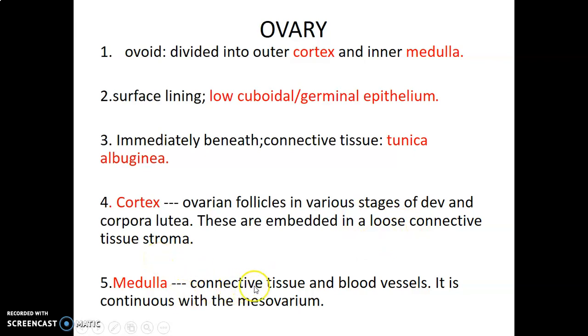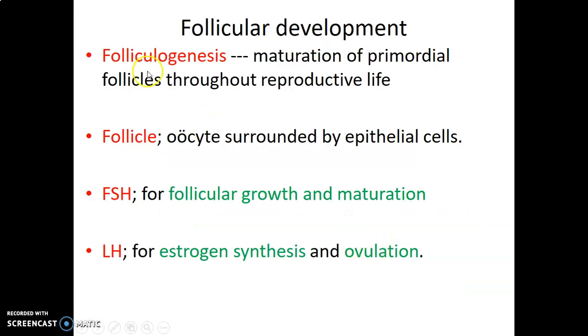The medulla of the ovary contains connective tissue and blood vessels, and the medulla is usually continuous to the mesovarium, which is the peritoneal membrane around the ovaries. The process of folliculogenesis is basically maturation of primordial follicle. So from primordial follicle to a mature follicle, and this occurs throughout the reproductive life. The follicle is an oocyte that is surrounded by epithelial cells.